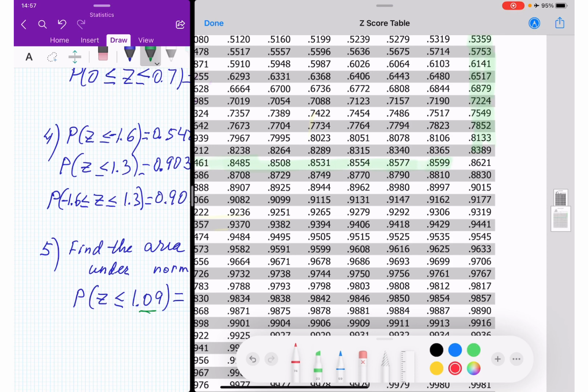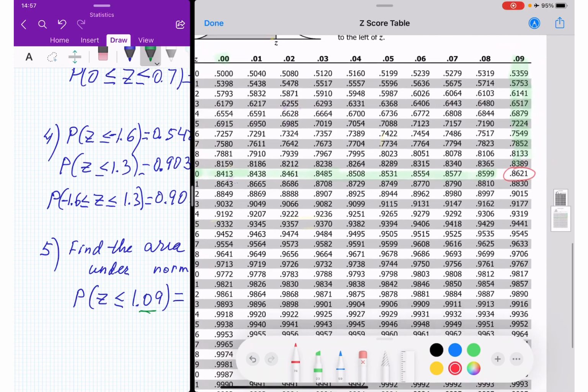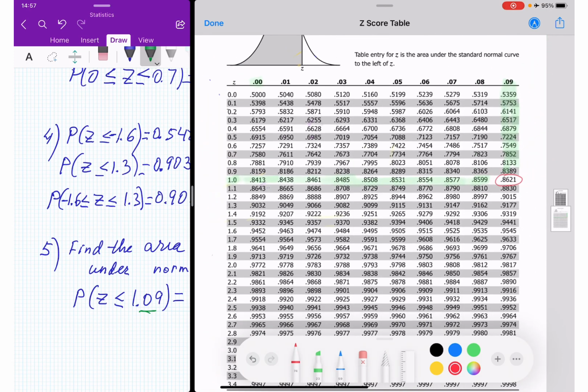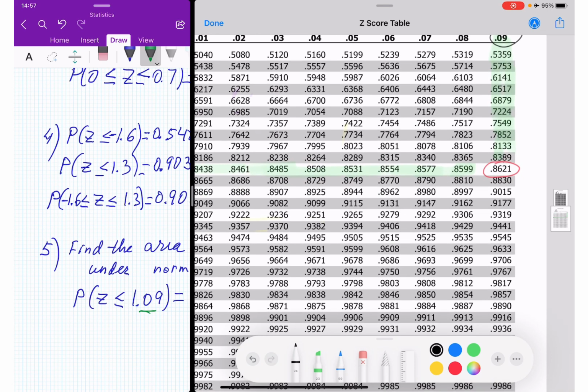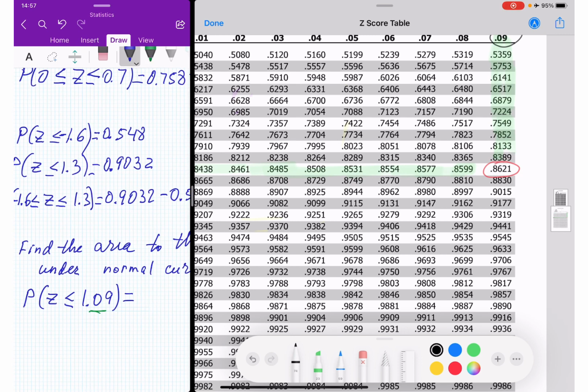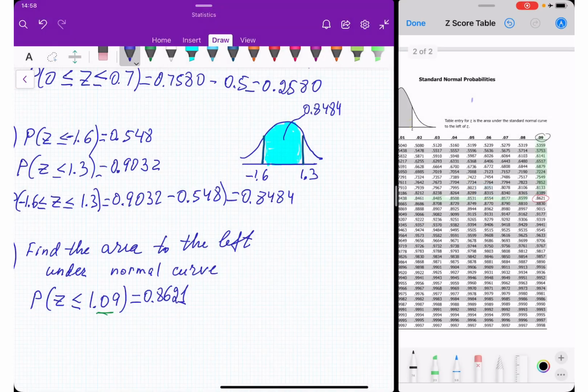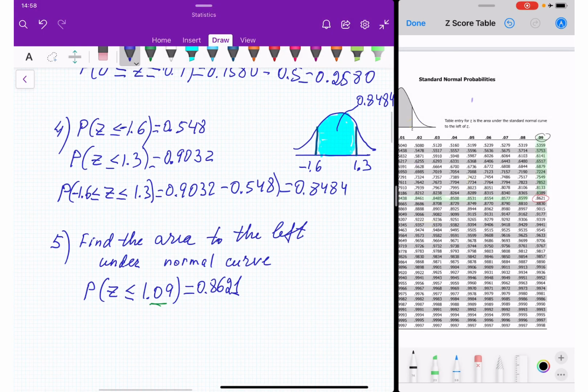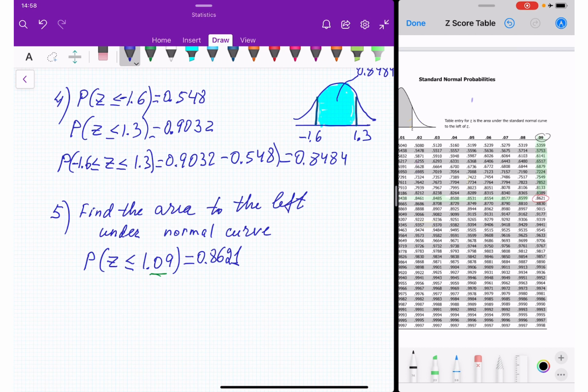And we are getting 0.8621. So 1.0 and here is 9. So 0.8621. So we are getting here 0.8621. Okay? Moving next, question number 6.